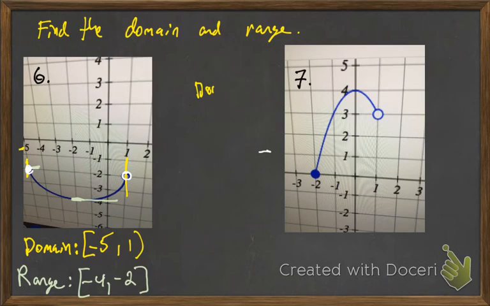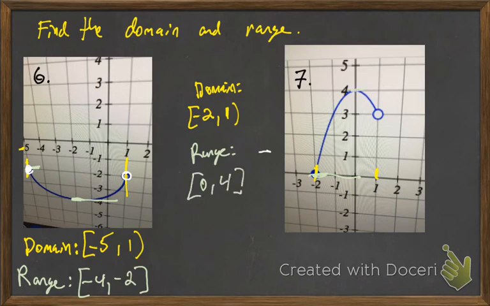Okay, for number 7, the domain, we start at negative 2 and we stop at 1, and it's a filled-in dot at negative 2 and an open circle at 1. So we're going to have a bracket at negative 2 and a parenthesis at 1. And for the range, the lowest it gets is 0, and the highest it gets, it looks like it gets all the way up to 4. And it looks like it takes on both values of 0 and 4, so we will include brackets on both of them.